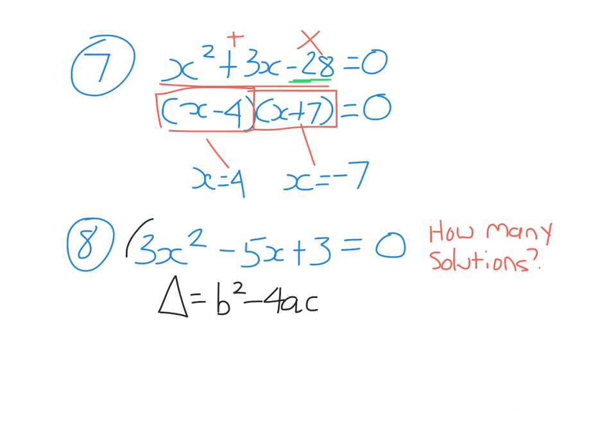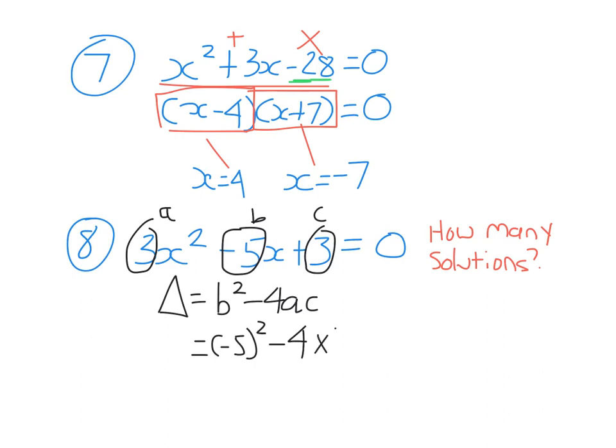In this case, a is the number in front of x squared, b the number in front of x, and c is the constant term. So it's b squared. When you're putting it in your calculator, you must put the negative in brackets. B squared minus 4 times a times c. So that is 25 minus 36, which is minus 11. So the discriminant is negative, and that's enough to say there will be no solution to this equation. There's no number you can substitute for x to make this equation true.